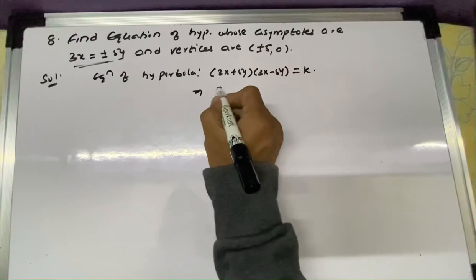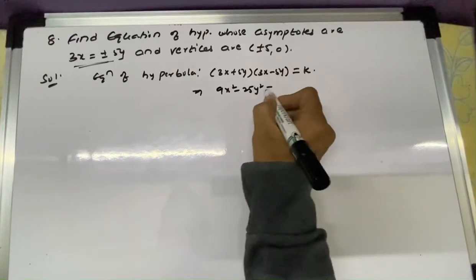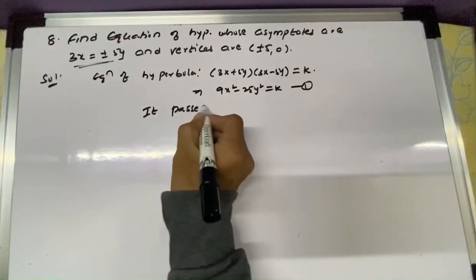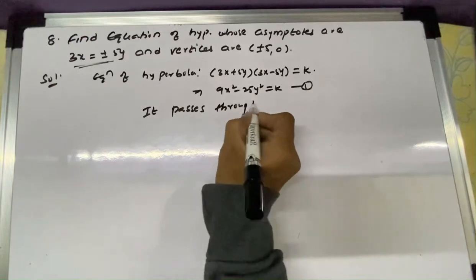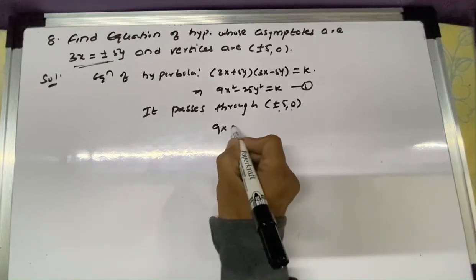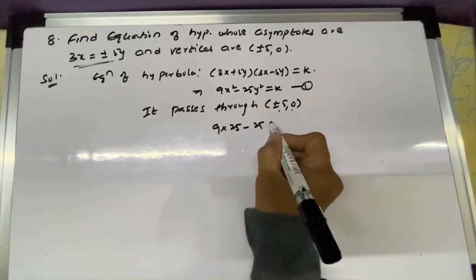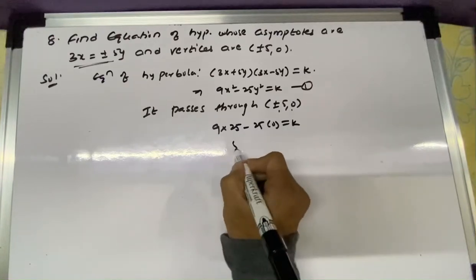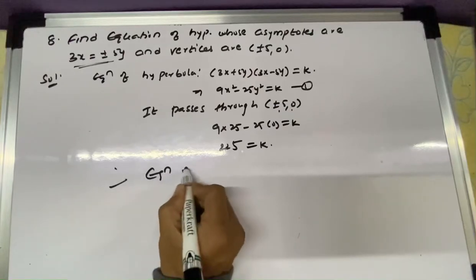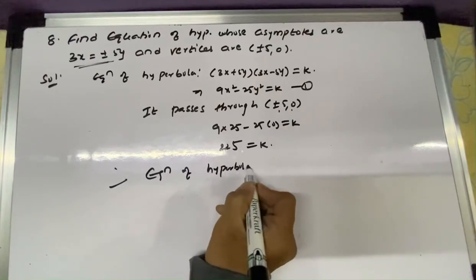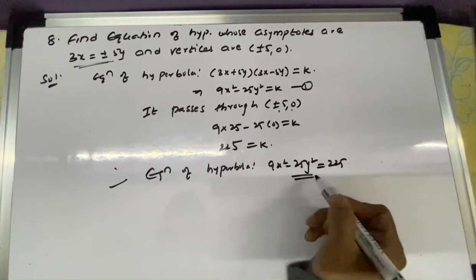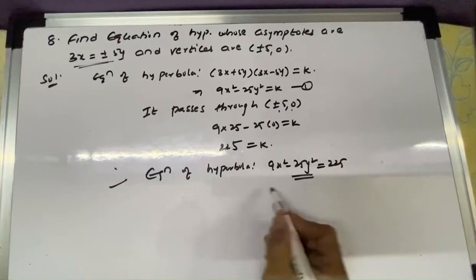Now this becomes a square minus b square equals k, equation 1. Vertices means it passes through plus or minus 5, comma 0. This is the x, this is the y value. 9 into 25 minus 25 into 0 equals k. So 225 equals k. Therefore, the equation of the hyperbola is 9x square minus 25y square equals 225. You can divide both sides by 225 and write it in that pattern also.